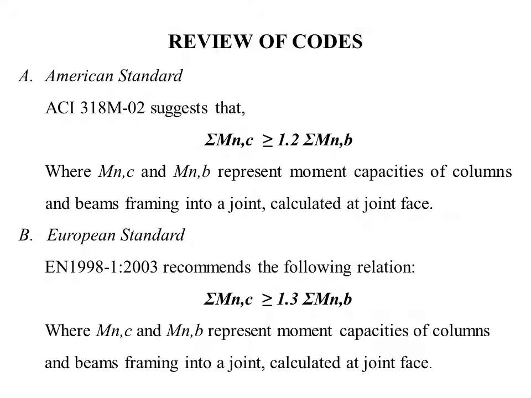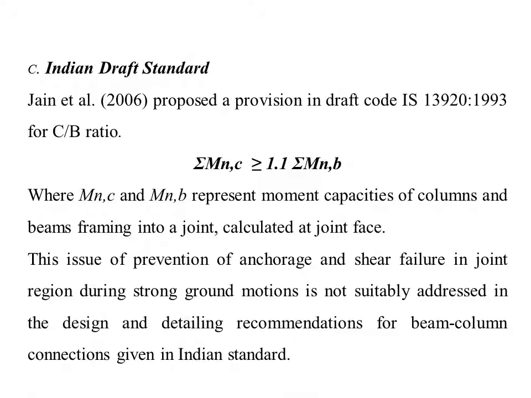Various codes from various countries have established various relations for the column beam capacity ratio. The American Standard Code ACI suggests that the combined flexural strength of the columns should be at least 1.2 times the combined flexural strength of the beams in a particular joint. Mathematically, it can be expressed as shown in the figure. The European Code suggests that the ratio should be at least 1.3. That is, the combined flexural strength of the columns should be at least 1.3 times the combined flexural strength of the beams. The Indian Draft Standard Code.